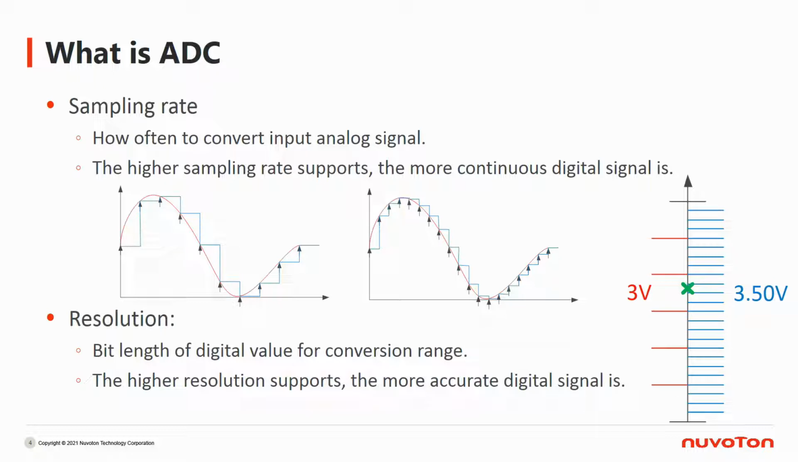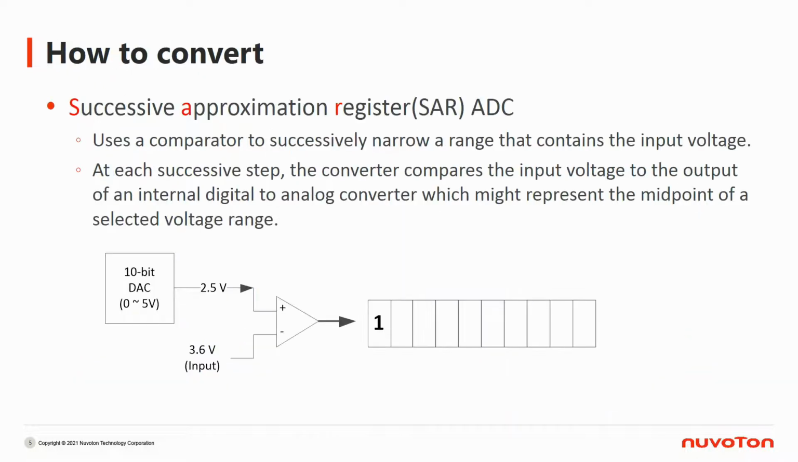To ADC, sampling rate and resolution are two important parameters. Sampling rate means how often the data will be sampled. Resolution means how detailed the data will be presented. Speaking of how to convert, in microcontrollers, a very commonly used ADC architecture is SAR ADC. SAR ADC is Successive Approximation Register ADC. It works on the binary search method. Let's see how it works by the example below.